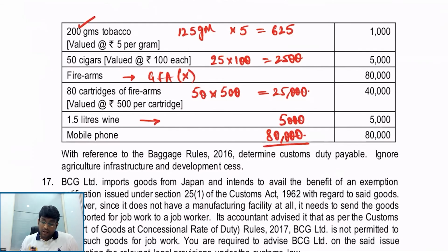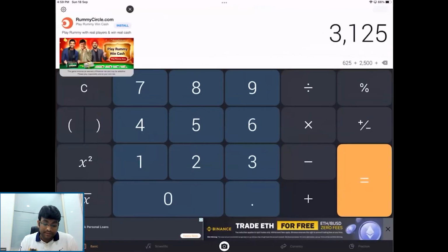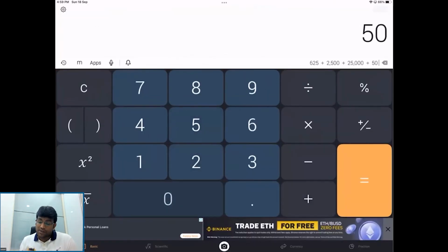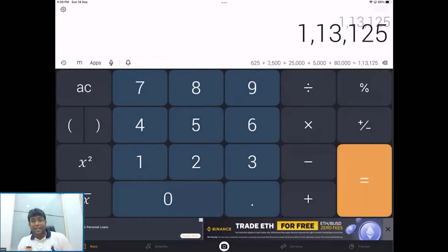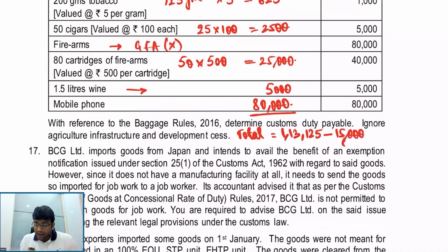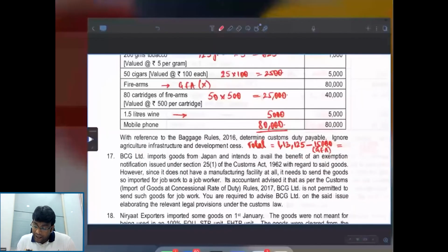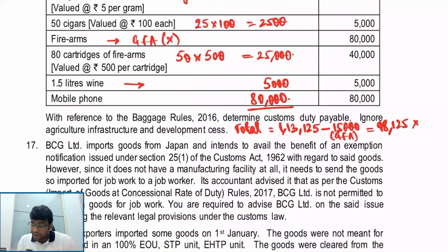625 plus 2,500 plus 25,000 plus 5,000 plus 80,000. Total is 1,13,125. From that, we'll reduce 15,000, which is a general free allowance. What allowance, my dear friends? 15,000 will be called a general free allowance. What is the balance left? If I reduce 15,000 from this, it comes to 98,125. And on this 98,125, we will charge duty at the rate of 38.5%.